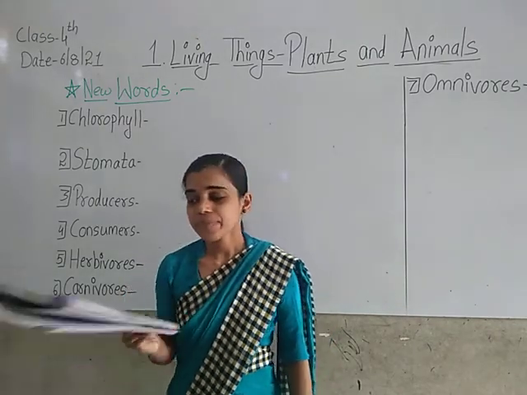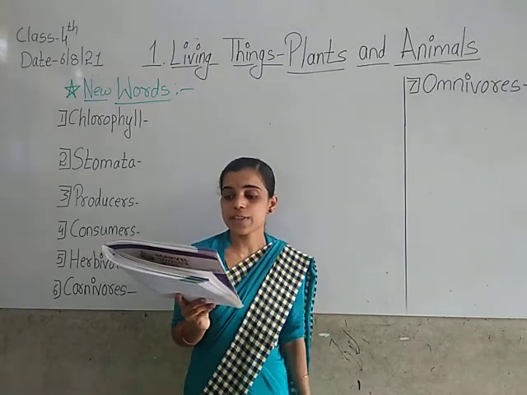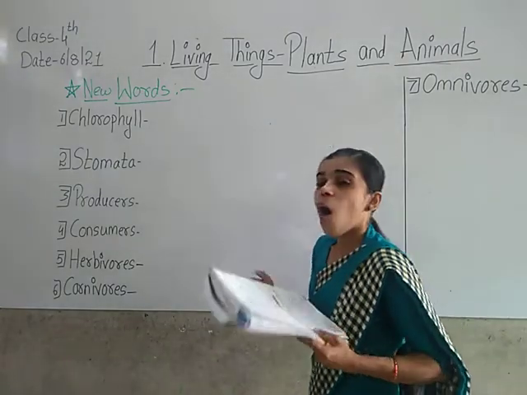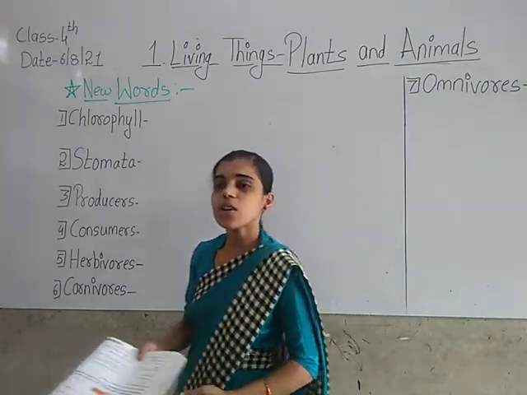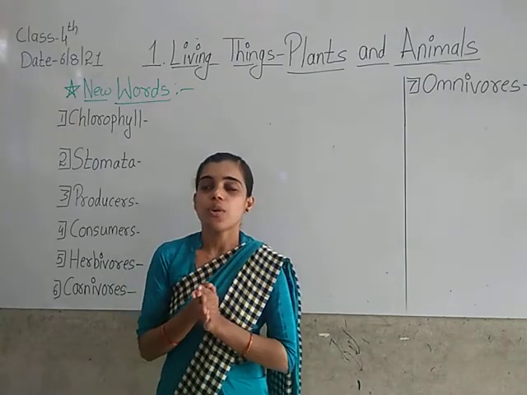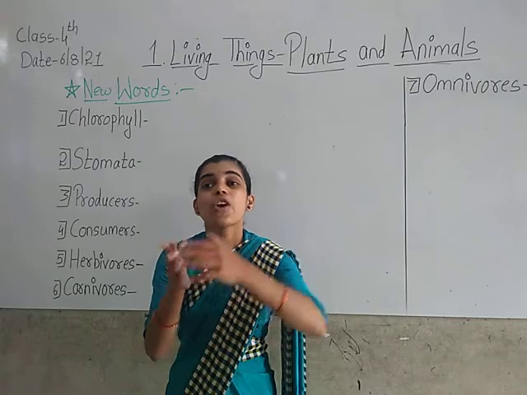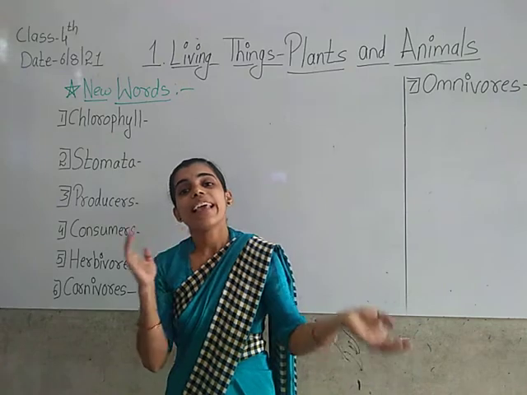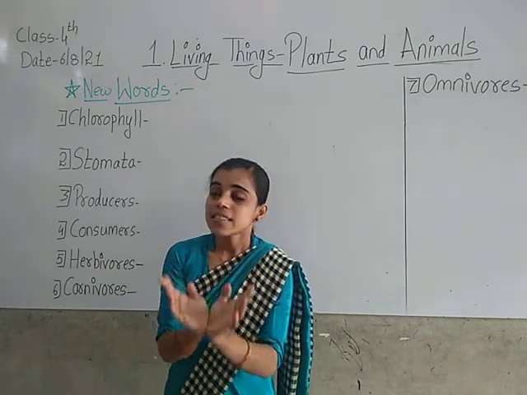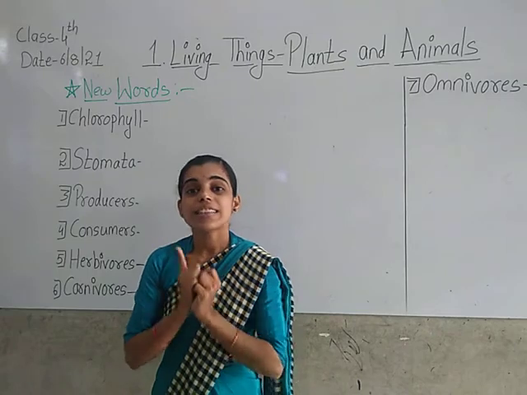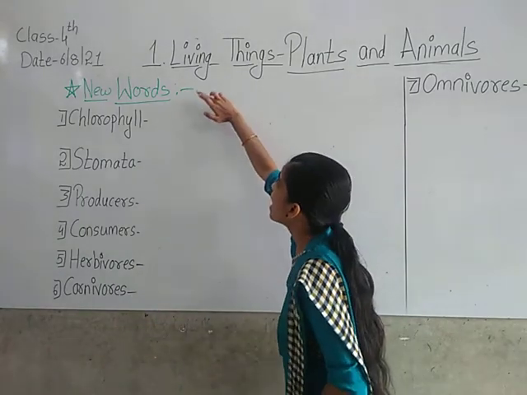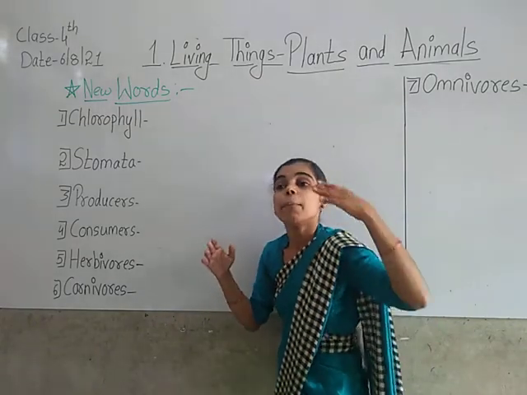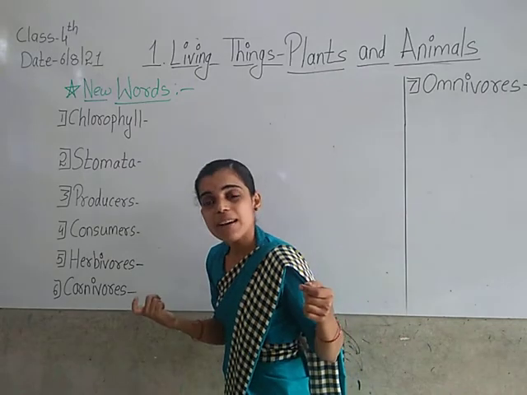Last point, children. Animals reproduce by giving birth directly to the babies or by laying eggs. There is also reproduction in the animals. How will they reproduce? They give birth to small young babies and some animals lay eggs. So, this is all about chapter 1, living things. In that, we compared plants and animals.